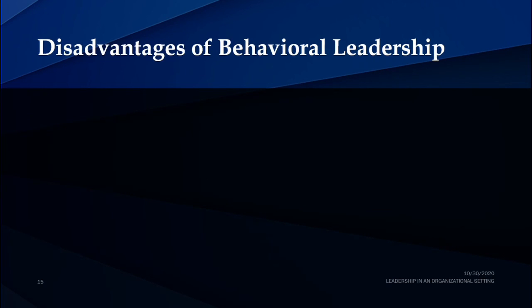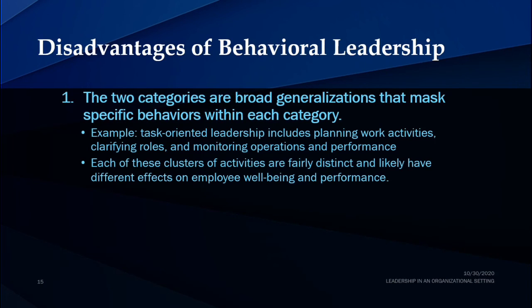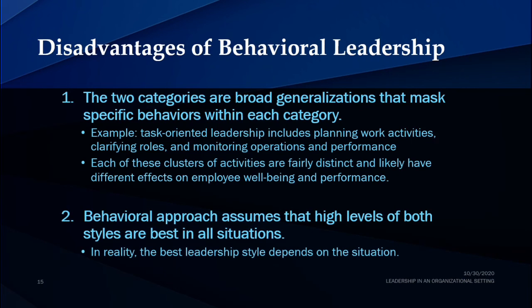Disadvantages of behavioral leadership. One problem with the behavioral leadership perspective is that the two categories are broad generalizations that mask specific behaviors within each category. For instance, task-oriented leadership includes planning work activities, clarifying roles, and monitoring operations and performance. Each of these clusters of activities is fairly distinct and likely to have different effects on employee well-being and performance. A second concern is that the behavioral approach assumes that high levels of both styles are best in all situations. In reality, the best leadership style depends on the situation.